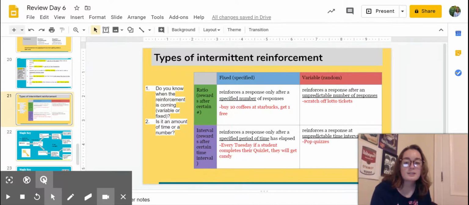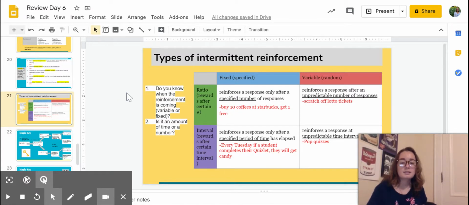So now let's do fixed interval. This one is reinforcing a response only after a specified period of time has elapsed. So this one would be like every Tuesday, if a student completes their Quizlet, they'll get candy. It's based on time, and it's fixed. We know how many periods of time have to pass.